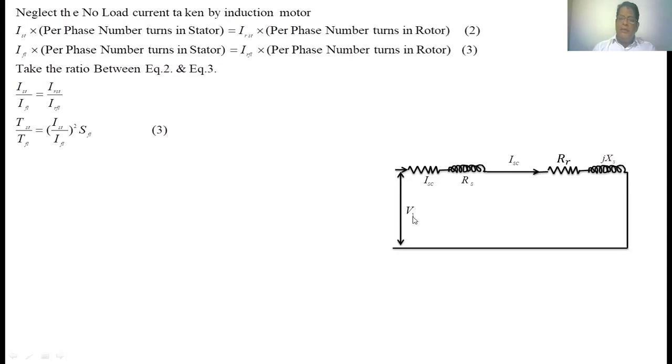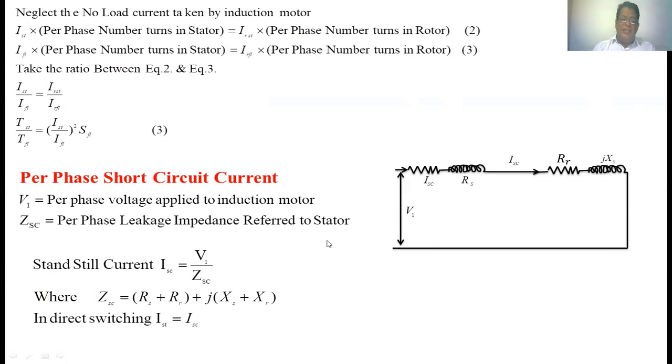V1 is the voltage applied to the induction motor due to the direct online starter. The current taken by the induction motor is I_SC. This is the R_SC, this is X_SC, this is R_R, this is X_S. We assume that the ratio of number of turns from the stator winding to the rotor winding is unity. I_SC is nothing but the standstill current.